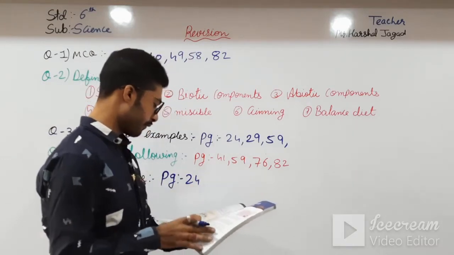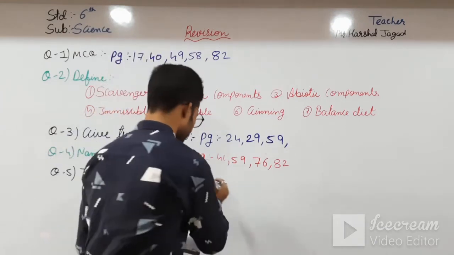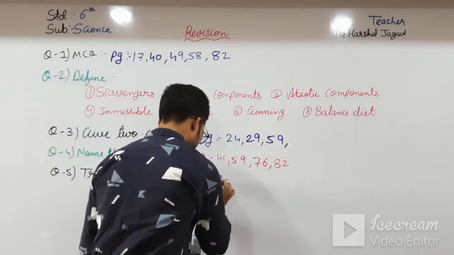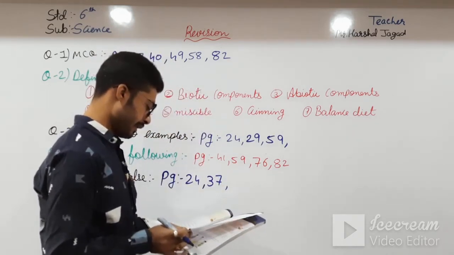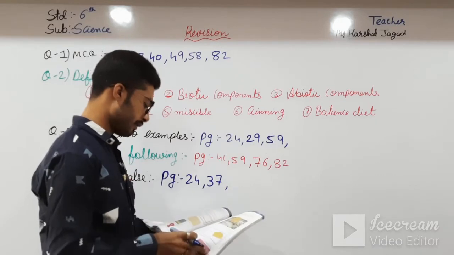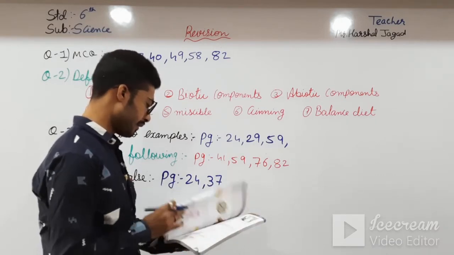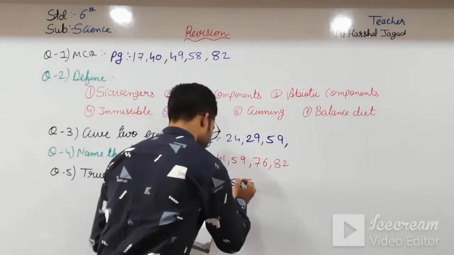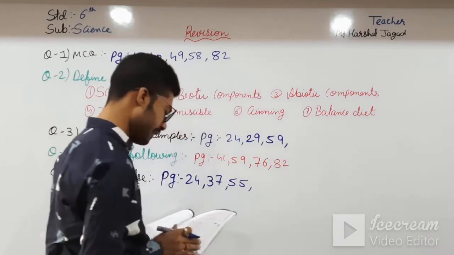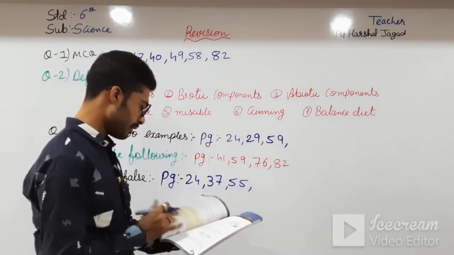So here also true or false are not there. Question number 3. See here, it is on page number 37. True or false are there. In chapter number 4, true or false are not there. In chapter number 5, yes, it is on page number 55. Here also not.